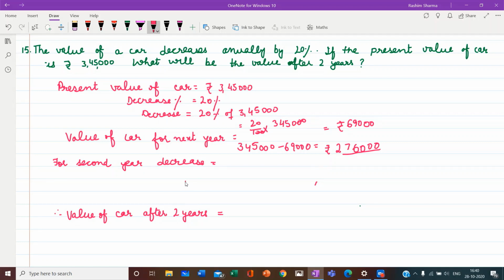Okay, after 1 year means for the second year. This is the value of car for the second year. And what will be the decrease for the second year? It will remain 20%. 20% of 2,76,000. So when we calculate it, it becomes 55,200. It means value of car after 2 years will be 2,76,000 minus 55,200. So we get the answer as 2,20,800.